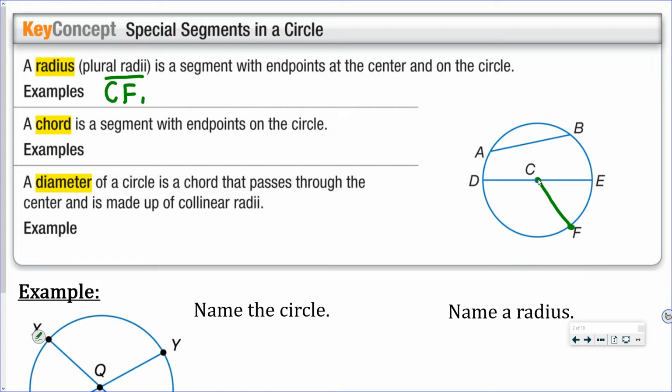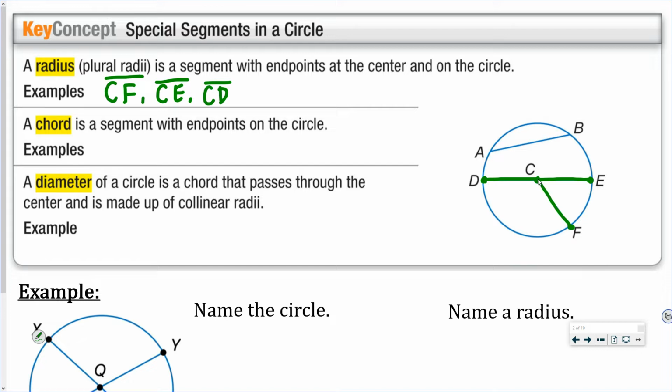All right, can somebody give me another radius? Alex? CE. Last one? CD. Thank you. Those are all examples of radii on that circle.